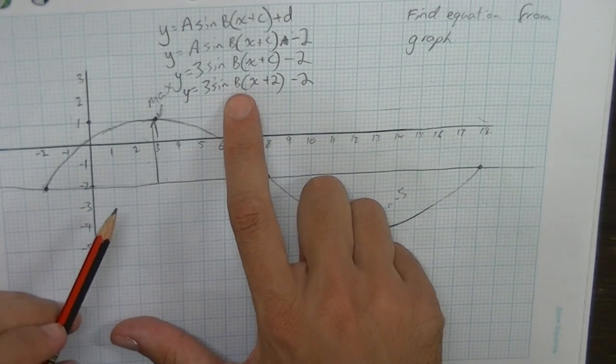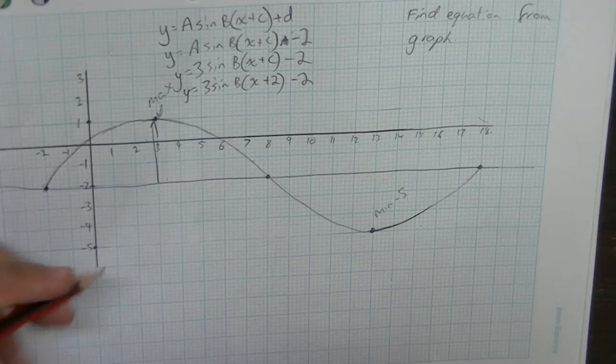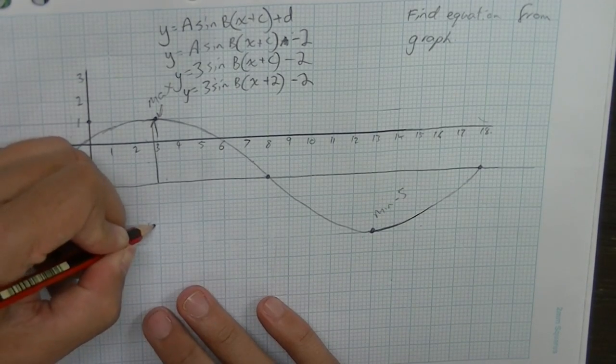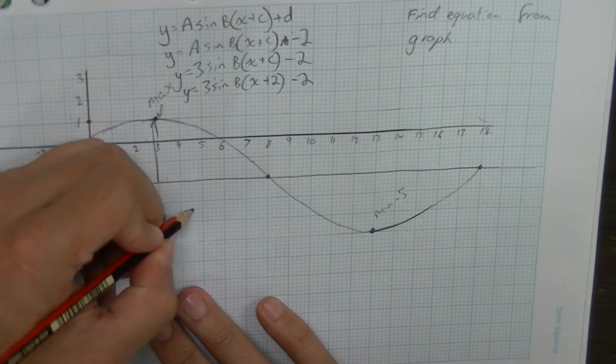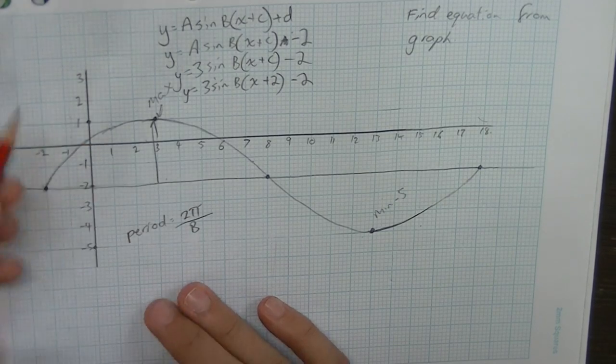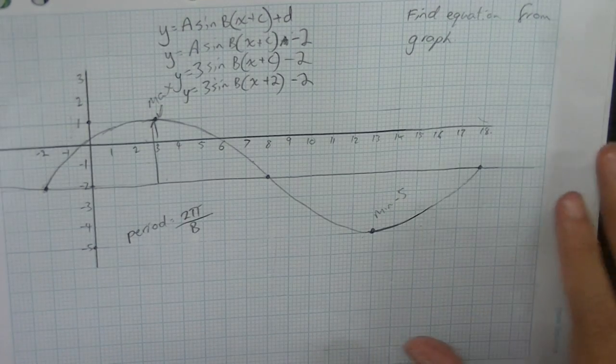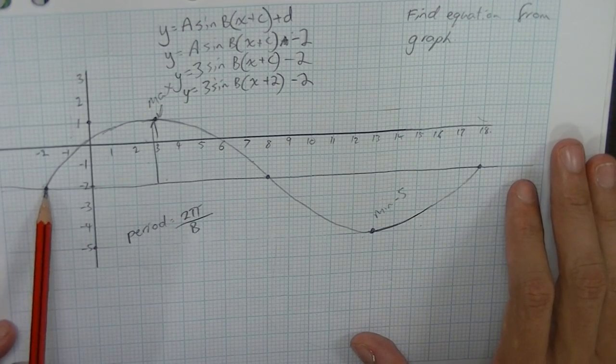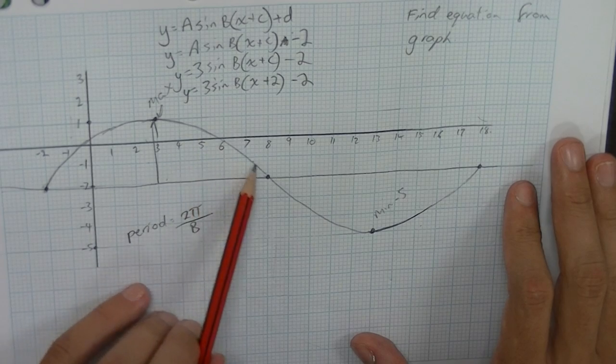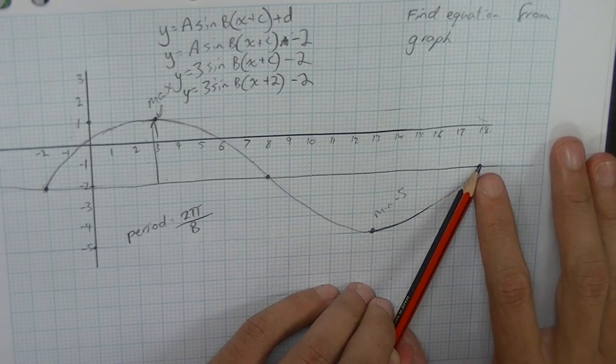Finally, we need to find our b value. Remember, you're going to need a formula for that. Period equals 2 pi on b. You need to find out what your period is. It's the time it takes for this thing to repeat. So it goes from here, up, all the way down, and then back to its starting position.